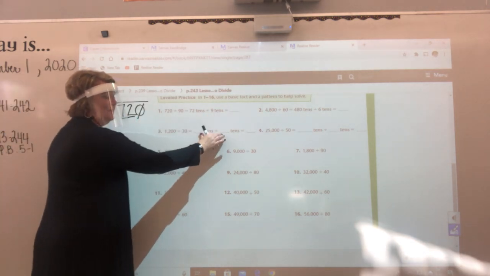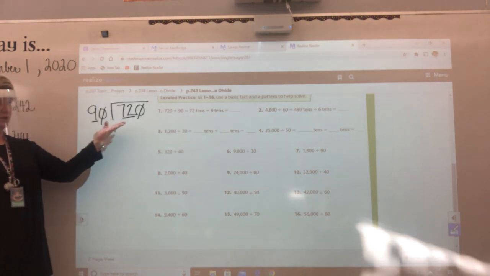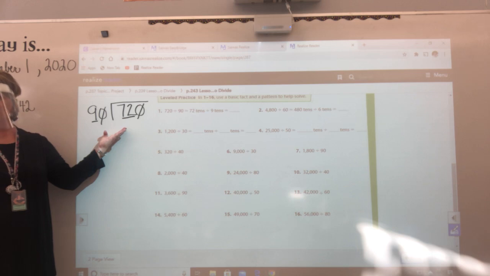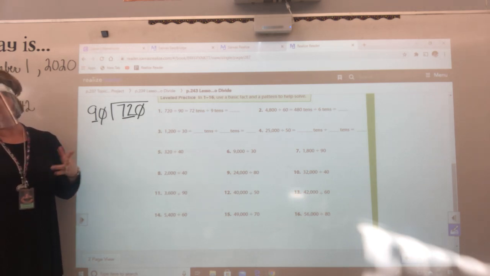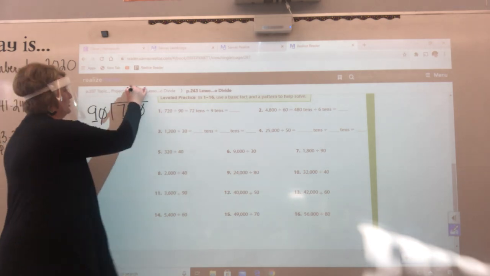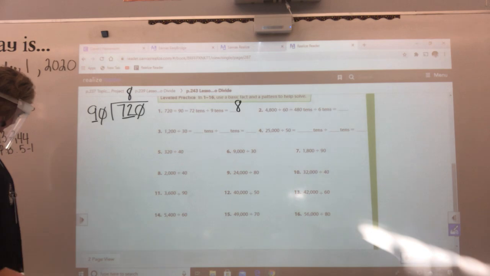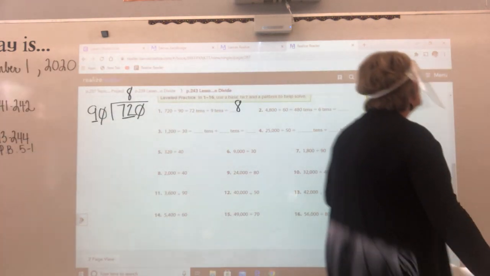So whenever there's some blanks right here for the tens and the tens, that's what goes in the blanks, what's left over when you get rid of your zeros, okay? That's what goes in the blanks. So let's finish this. 9 times something that's 72 would be 8. There's your answer. 8. Because 9 times 8 is 72.